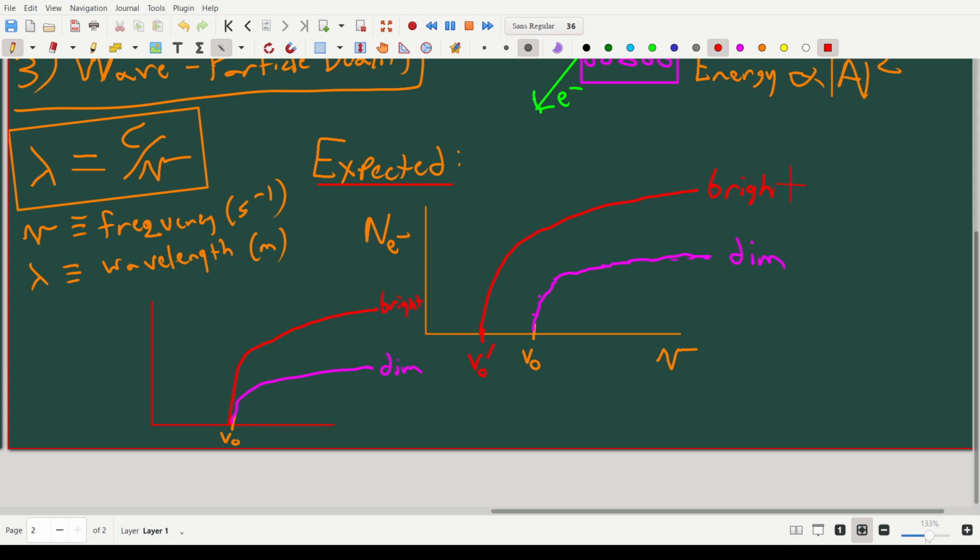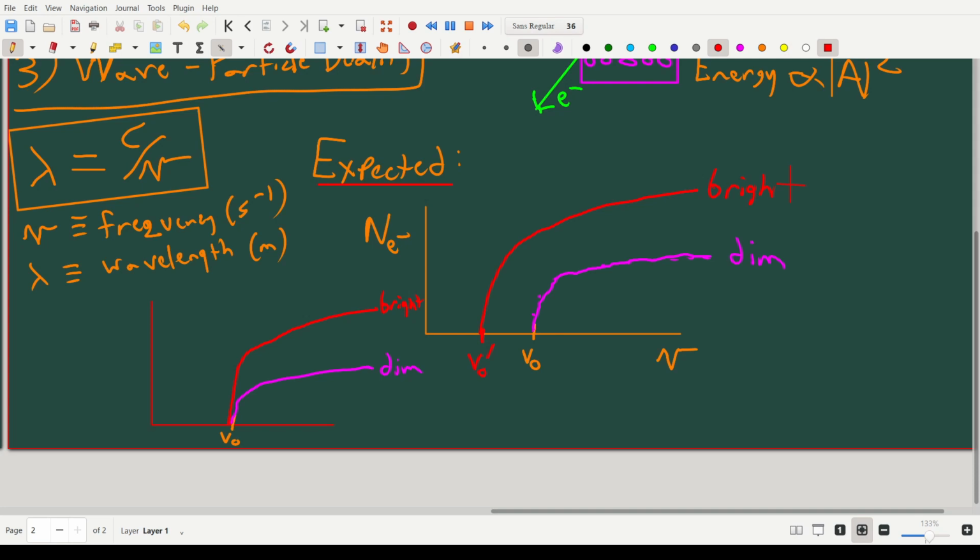All right? So if my light is red enough that it doesn't excite the electrons, I don't see any electrons out, and then there's a point at which the electrons have enough energy to move, and I immediately see a current. And of course, if it's brighter, I see more electrons, but it doesn't change where the electrons start to get kicked off. What does that mean?